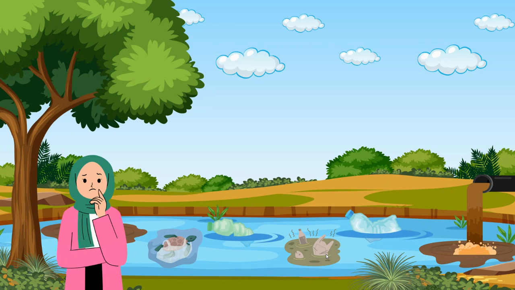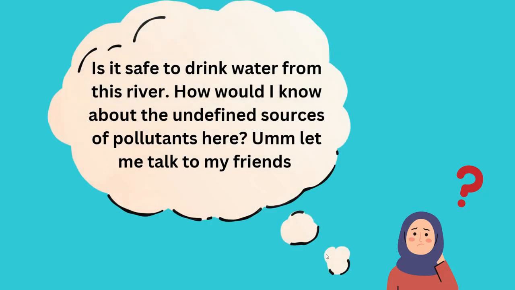Instead of the crystal-clear waters, Samia was confronted with a sight that shattered her soul. The river, once teeming with life and serving as a lifeline for the villagers, was now plagued by pollution. Determined to find answers, Samia reached out to her friends and discussed her concern with them.